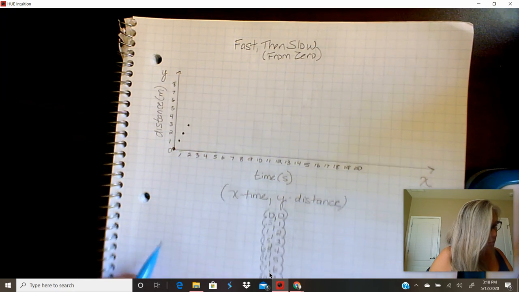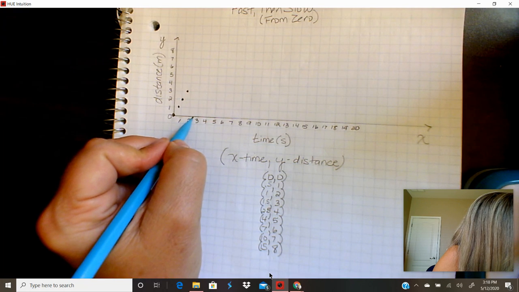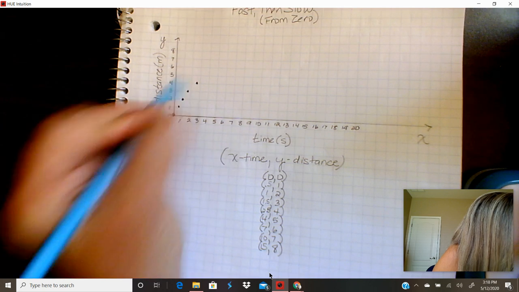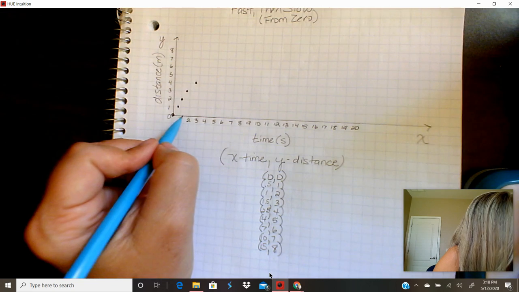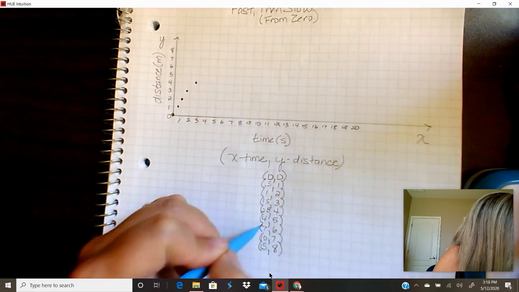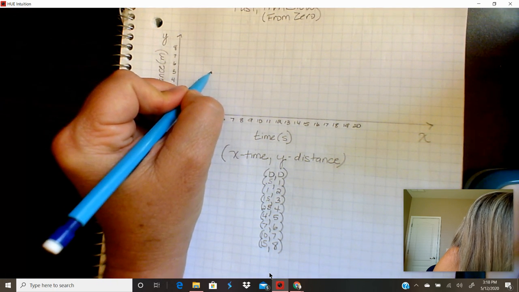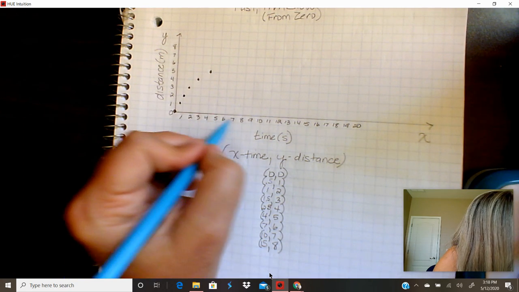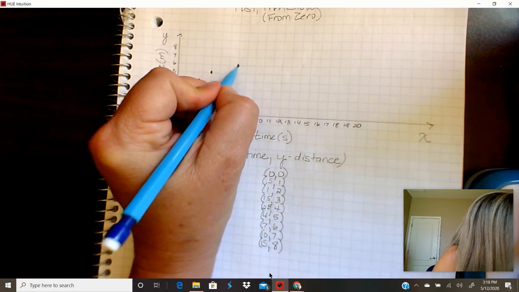Right? And then we have 2.5 seconds to go 4 meters. So 2.5 up to 4. All right. And then 7 seconds to go 6 meters. Ooh, we really slow down. 7 seconds to go, wait a minute, no, 4 seconds to go 5 meters. Sorry. There we go. And now 7 seconds to go 6 meters. All right.